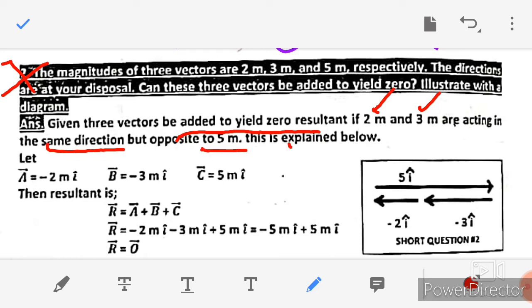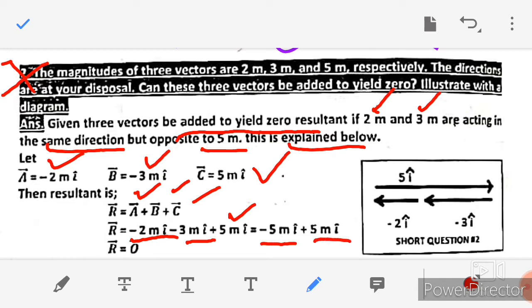This is explained below. Let A is equal to minus 2i and B is equal to minus 3i and C is equal to positive 5i. Resultant is equal to A plus B plus C, which is equal to minus 2 minus 3 plus 5. Minus 2 minus 3 is equal to minus 5, plus 5, these both cancel and we get resultant equal to 0. From the diagram you can also see that the positive 5 is moving in the opposite direction to the minus 2 and the minus 3.